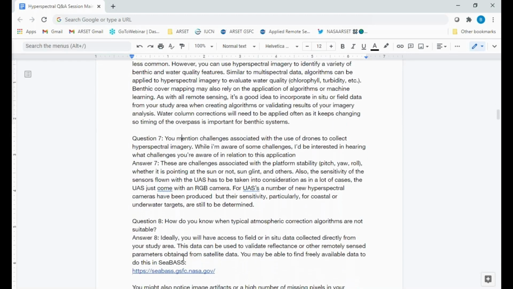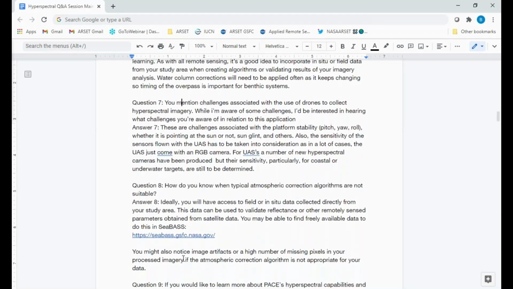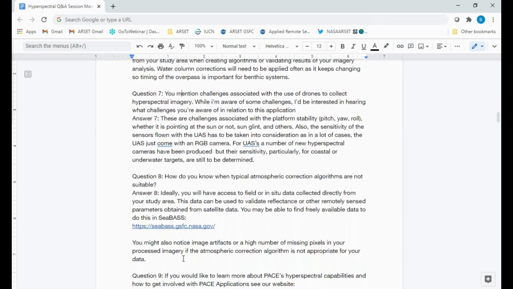Okay, question number 7 then. You mentioned challenges associated with drones to collect hyperspectral imagery. Well, I'm aware of some challenges. It'd be interesting to hear what challenges you're aware of in relation to this application.